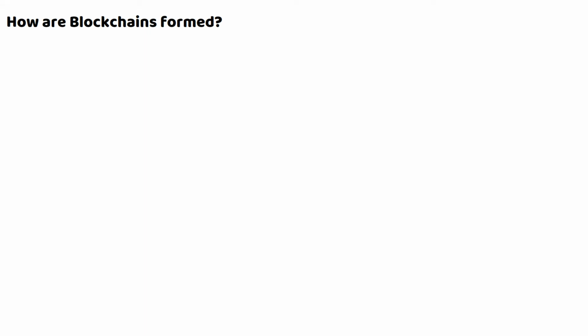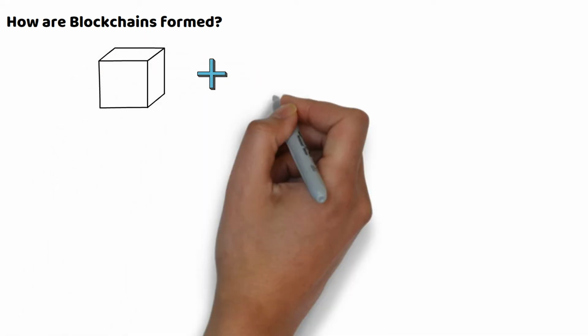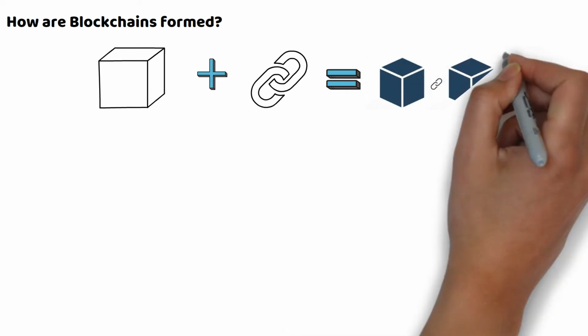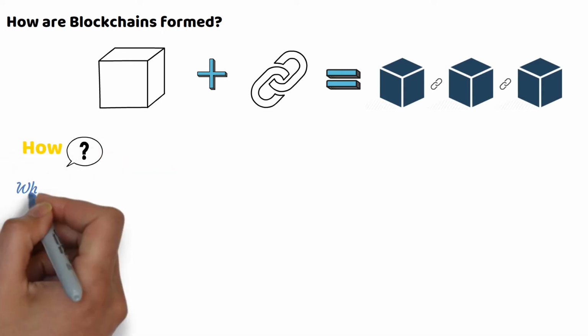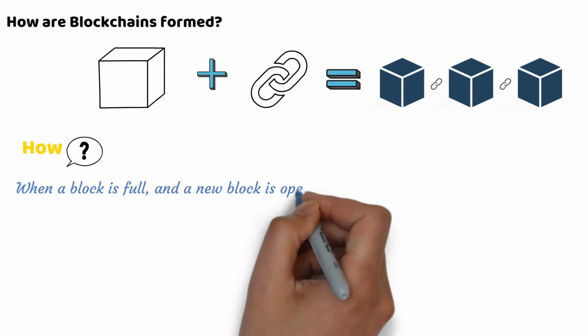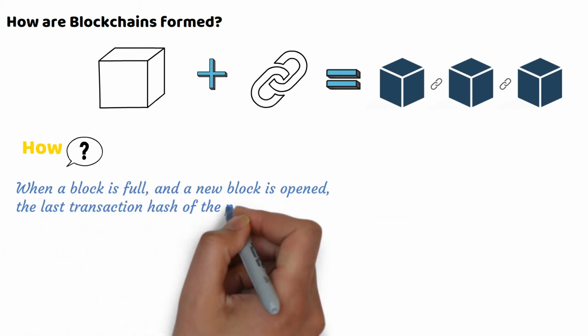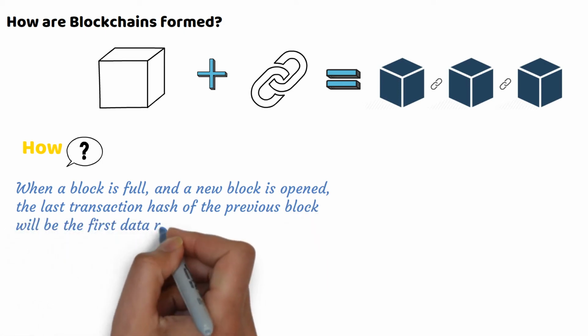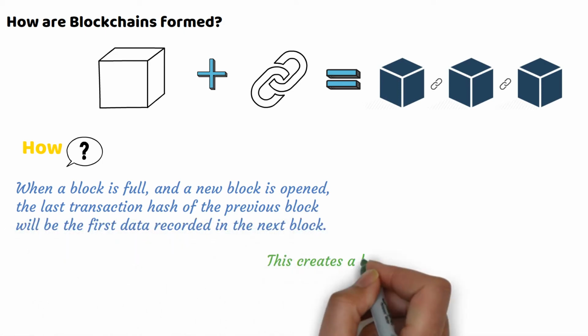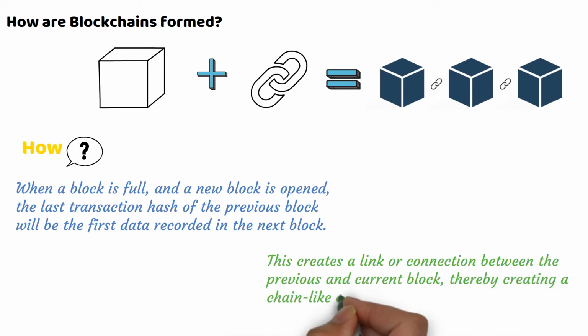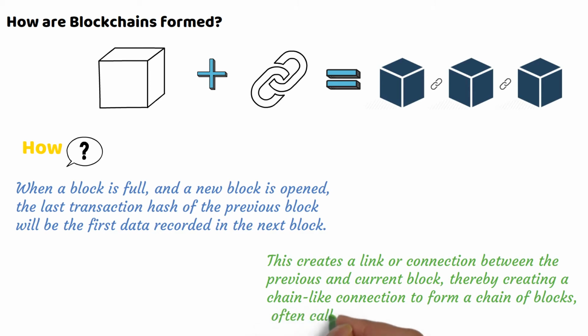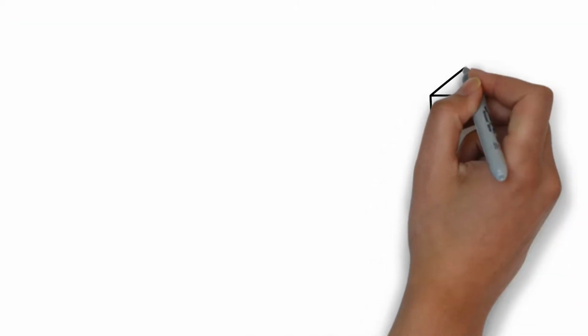The word blockchain is a blended word from two root words, which are block and chain. Data are usually recorded chronologically in blocks, and once a block has been filled up with data, the next block is opened and linked to the previous block. How? When a block is full and a new block is opened, the last transaction hash of the previous block will be the first data recorded in the next block. This creates a link or connection between the previous and current block, thereby creating a chain-like connection to form a chain of blocks, often called blockchain.